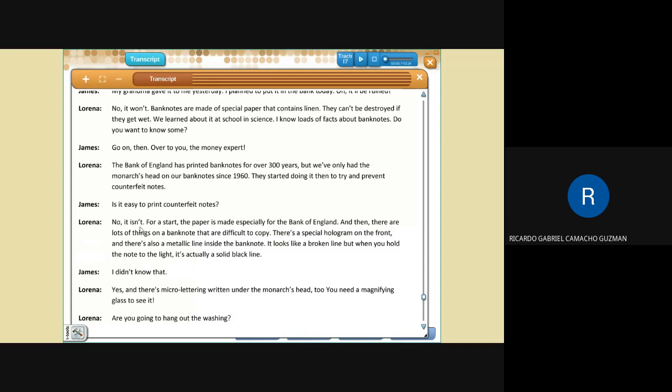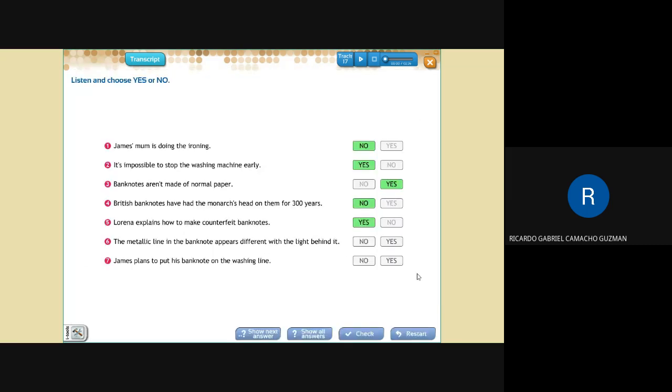Then there are lots of things on a banknote that are difficult to copy. There's a special hologram in the front. There's also a metallic line inside the banknote. It looks like a broken line, but when you hold it to the light, it's actually a solid black line. So she says, obviously, nobody can counterfeit this money because it is not possible. They don't have the same materials.